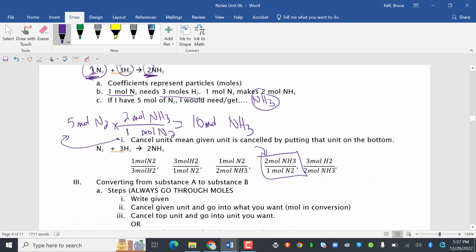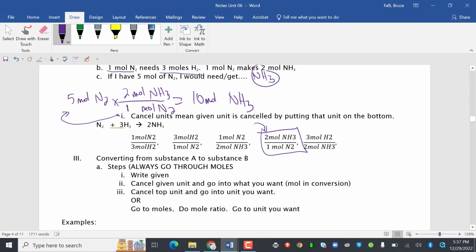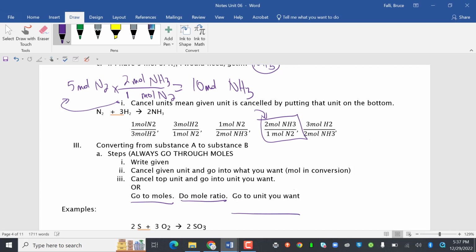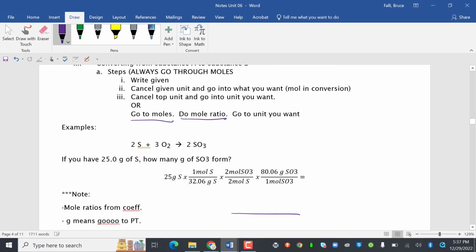Now, of course, we're not going to start with moles very often, but we're going to go through moles every time. Converting from substance A to substance B will always go through moles. So you're going to write your given, cancel your given unit, and go into moles of what you want. Cancel the top unit and go into the unit you want. So we're going to go to moles, do the mole ratio, go to the unit you want. Okay? So here we go.